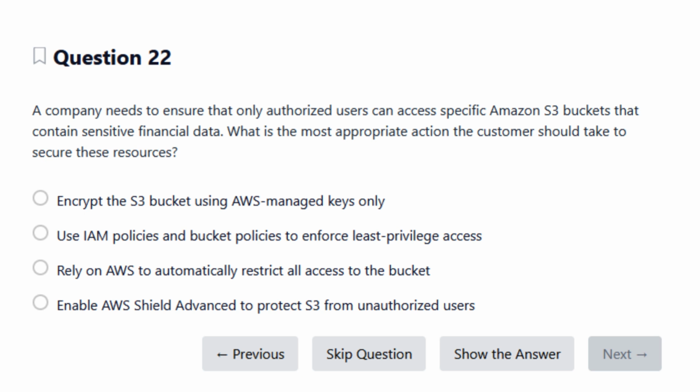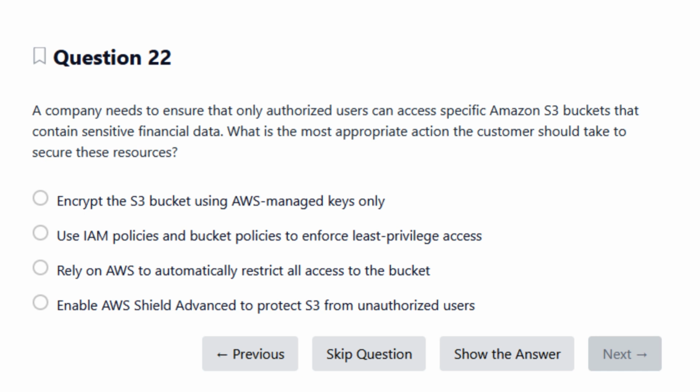Now let's look at the next question, which focuses on access control and data security in Amazon S3. The scenario tells us that the data is sensitive financial data, and the goal is very specific. Only authorized users should be able to access certain S3 buckets. So as you read the options, keep this key idea in mind. This question is about who can access the data, not just how the data is protected.